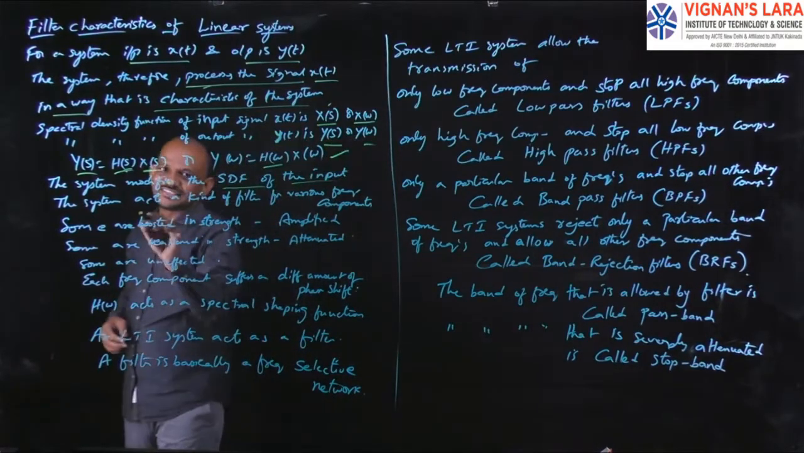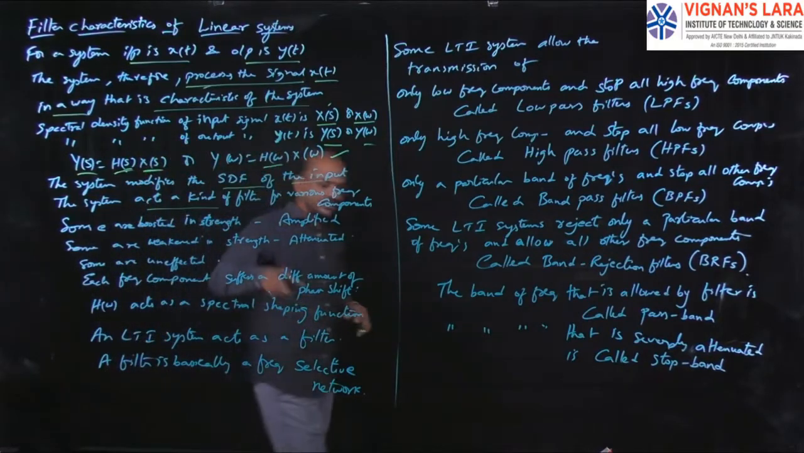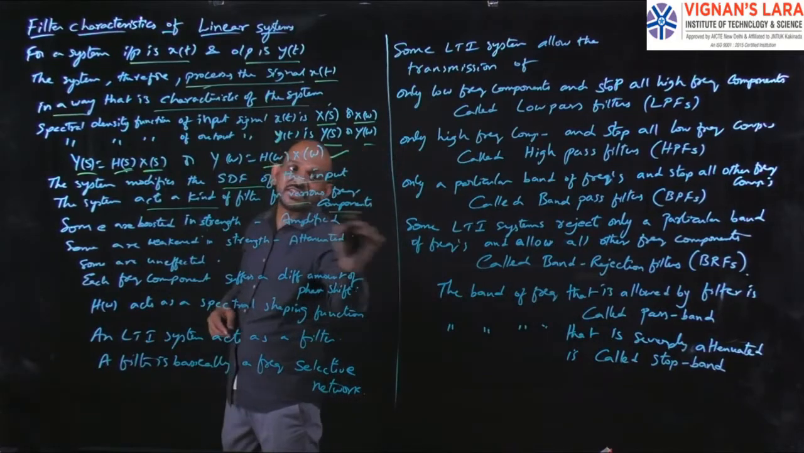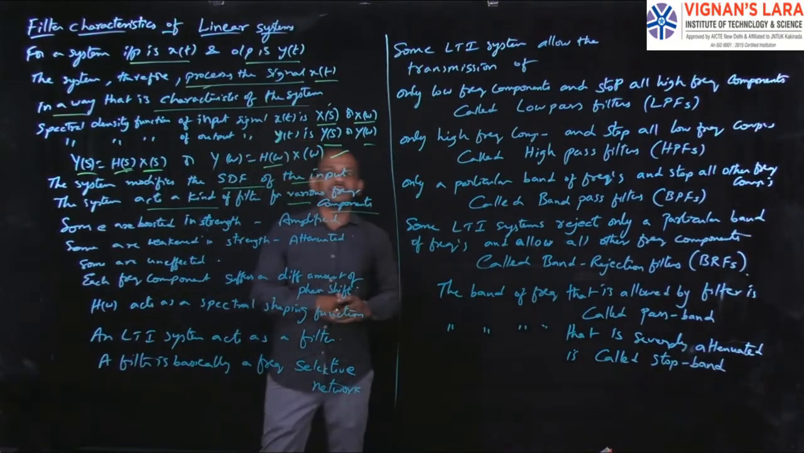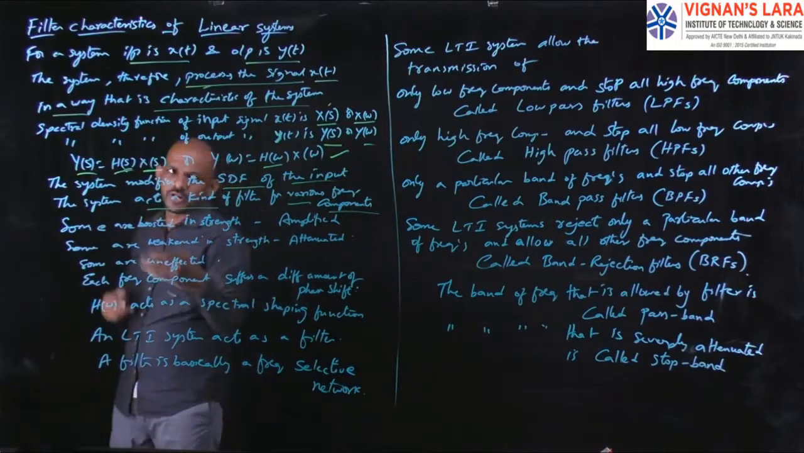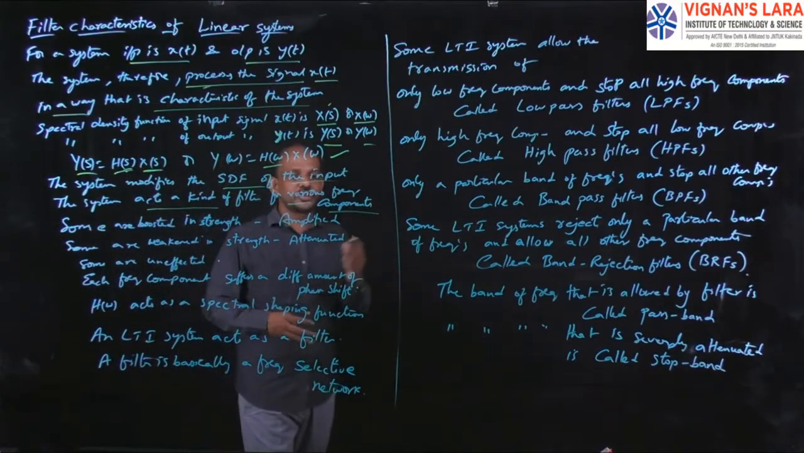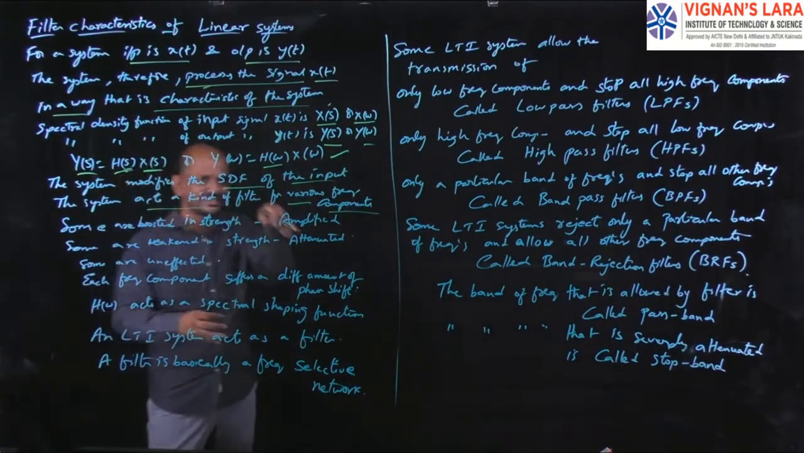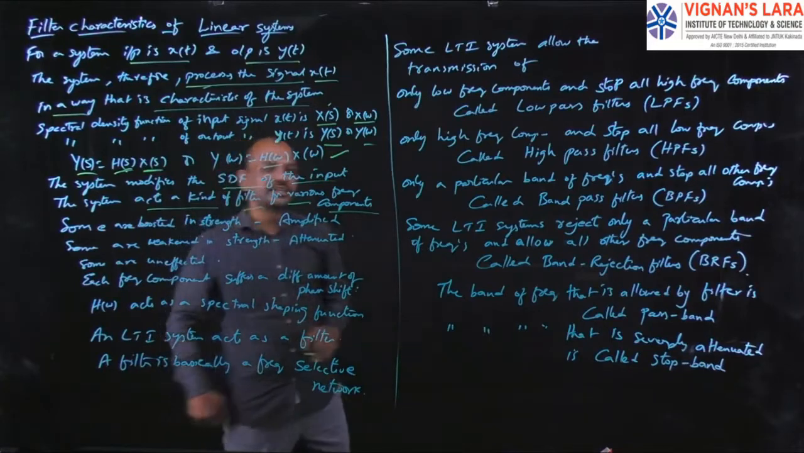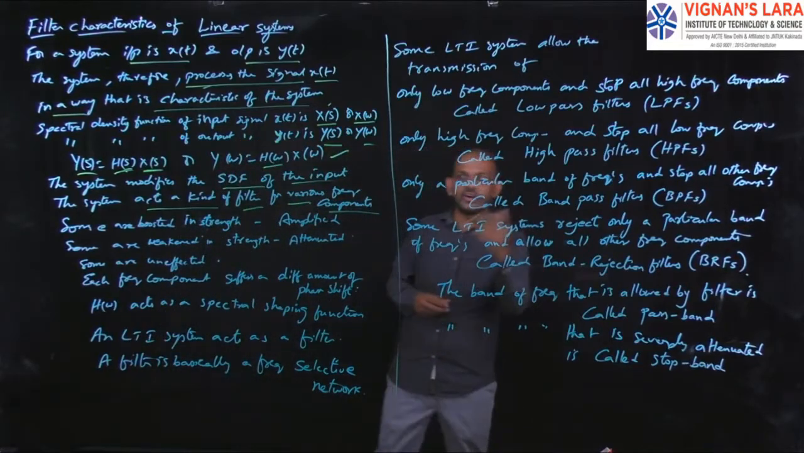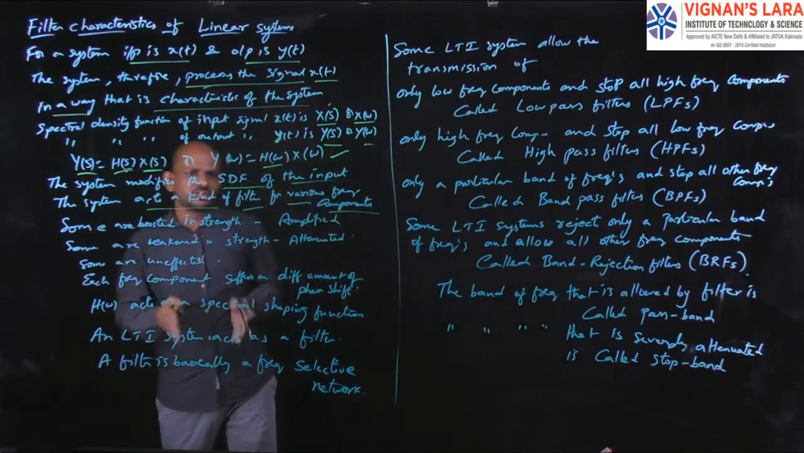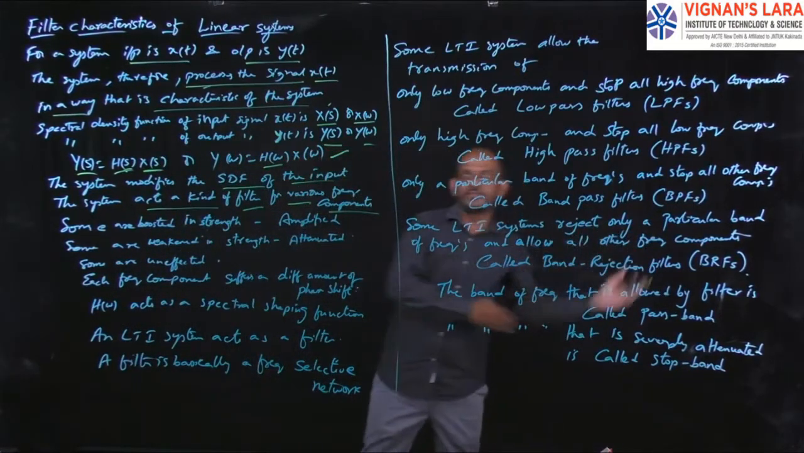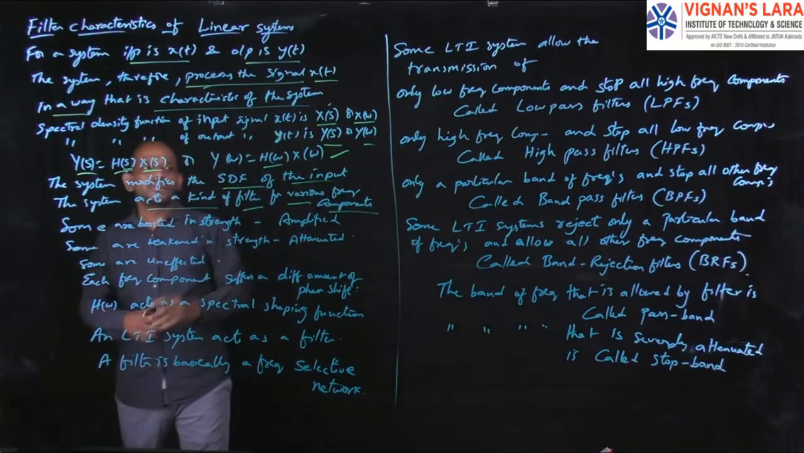That is, the system acts as a kind of filter for various frequency components. So x of s is modified to y of s. For one range of frequency components it acts as one filter, and for another range of frequency components it acts as another filter.